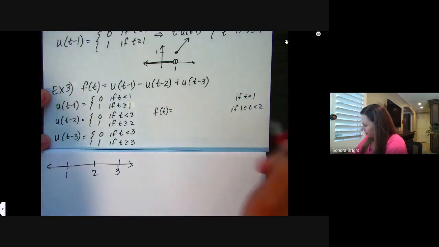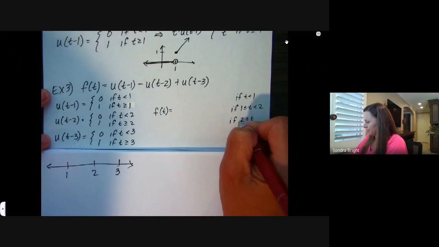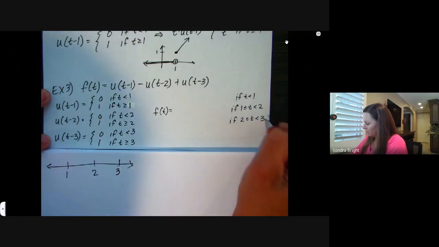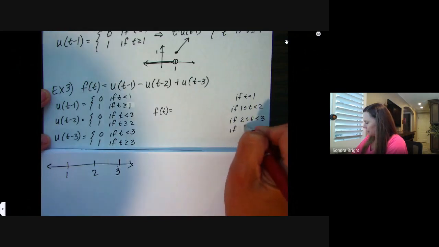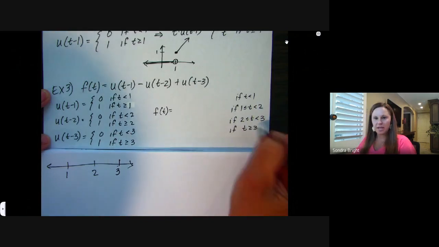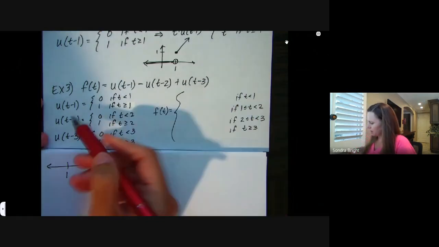We're going to have if t is greater than or equal to 2 but still less than 3. And then we'll also have if t is greater than or equal to 3. So we're going to have 4 parts that are changing here.